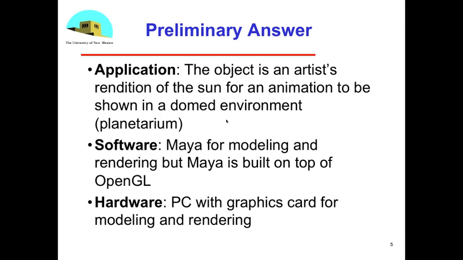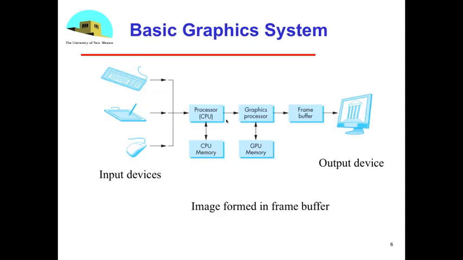Now, let's look at a very simple graphics model of a total system. In a way, it's like a typical computer system. It's got inputs, it's got outputs, and it's got some processing in the middle. But there's a little bit in there which is special to computer graphics. So let's look at the parts.